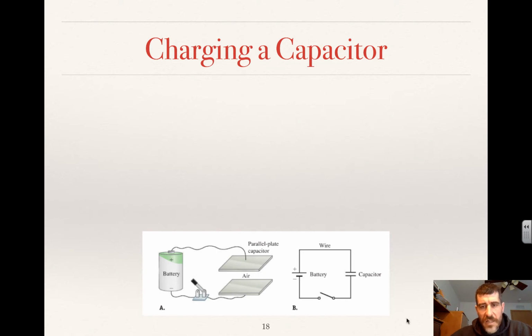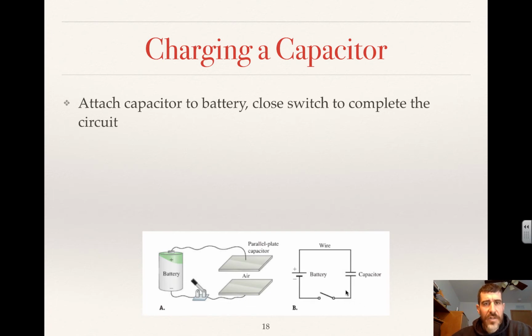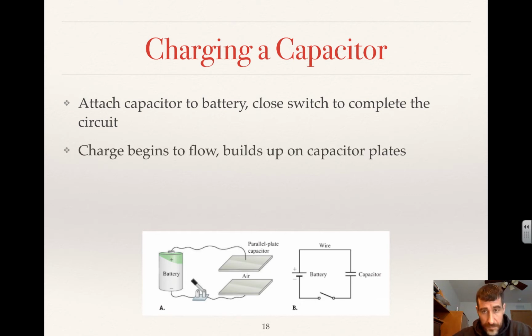Okay, so let's say we take a capacitor then and hook it up to a battery. So here's our circuit diagram on the bottom. We've got a battery, some wires attached to a capacitor, and with a switch. So let's say we close the switch. Closing the switch completes the circuit, so charge is going to flow.